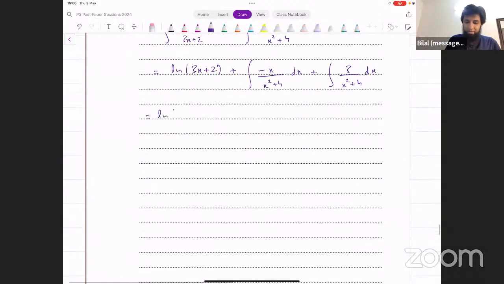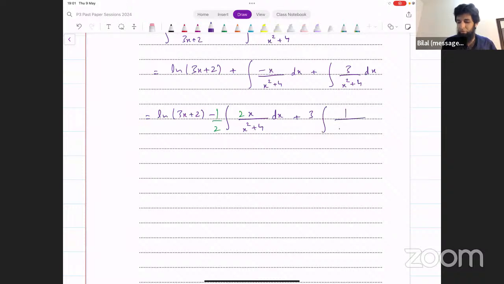You would say this is ln of 3x plus 2 plus, what about this now? You want 2x in the numerator. You can write minus outside. So I'm going to write this minus outside. Inside now, I've got x over x squared plus 4. I want 2 in the numerator. I can put 2 here. To balance that, put 1 over 2 outside. Now this is the ln form. You can integrate this now. Numerator is the derivative of the denominator. What about this is tan inverse form, right? 3 outside, inside you're left with 1 over x squared plus 2 squared. And then you can integrate each of them.